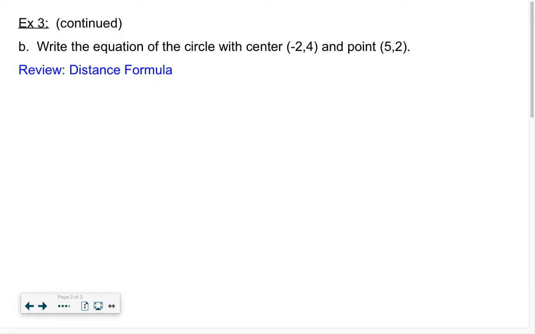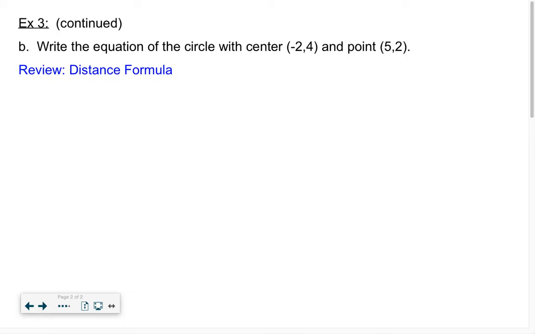Equation of the circle with the center at -2, 4. And we also know that there's going to be a point on the circle at 5, 2. We have the center. The problem is we don't know what the radius is, correct? But we do know a point that's going to be on the circle. Therefore, what are we going to use to find that radius? Distance formula. Very good.